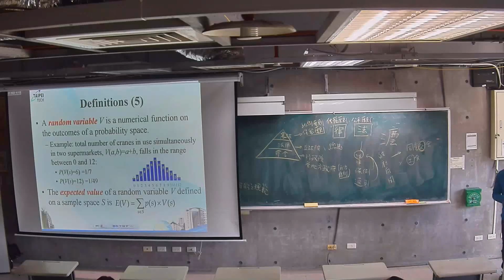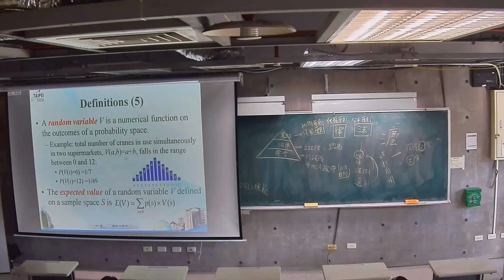Okay, so we might define the random variable like this. After we know what the probabilities and the events are, we might see these random variables. It's actually a numerical function over the outcomes. Okay, so this will be the example, right?